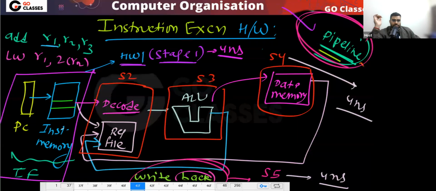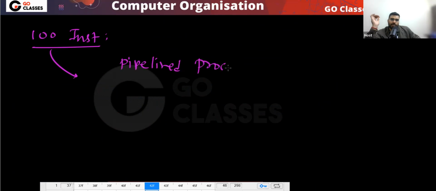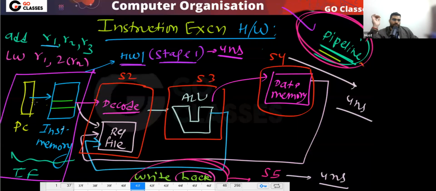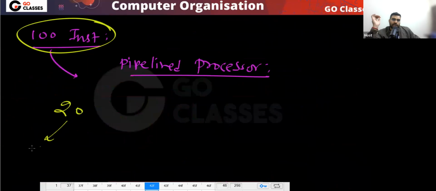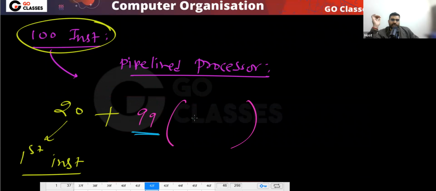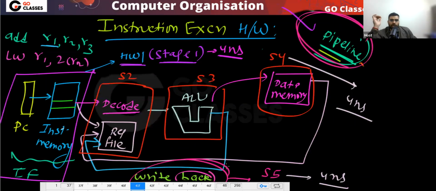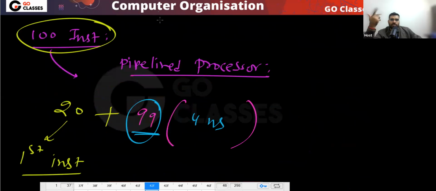Now you tell me, if you have 100 instructions on the pipelined processor, how much time will you need? The first instruction will go through all five stages, so it will take 20 nanoseconds. But after that, the remaining 99 instructions will take only 4 nanoseconds each, because in every cycle one instruction will complete execution.